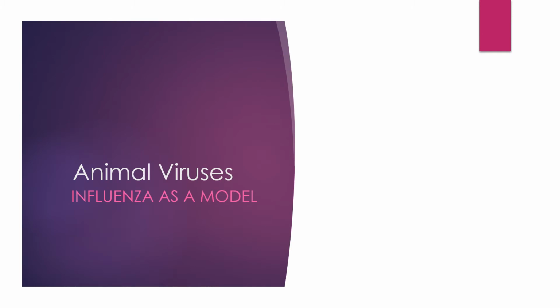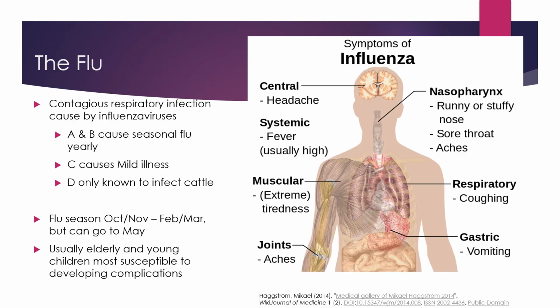Now that we have a basic understanding of how a viral infection works, let's look at influenza as a model for virus infection. In this video, I'm going to give you an introduction to influenza. In my next video, we'll actually tackle the life cycle. Influenza, also called the flu, is a contagious respiratory infection caused by influenza viruses. There are 4 types of influenza viruses, but only 3 infect humans.